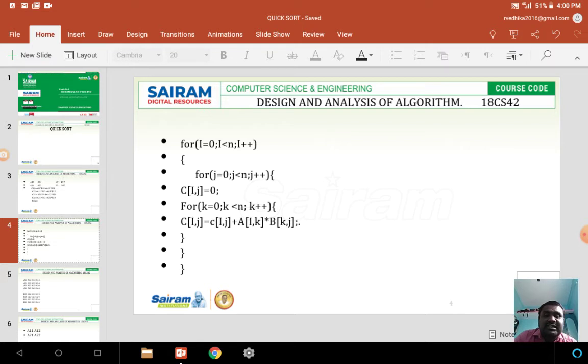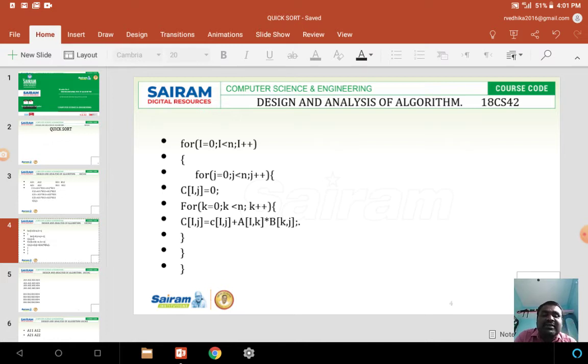Then for k equal to 0, k less than n, k plus plus, C of i,j equals C of i,j plus A of i,k multiplied with B of k,j. In this case only one computation is available, that is the last statement. The last statement, the computational part, comes under 3 for loops. Each for loop will take n time complexity for executing its instructions. So first for loop n, second for loop n, third for loop n. So n multiplied with n, again n multiplied with n, means n cube.